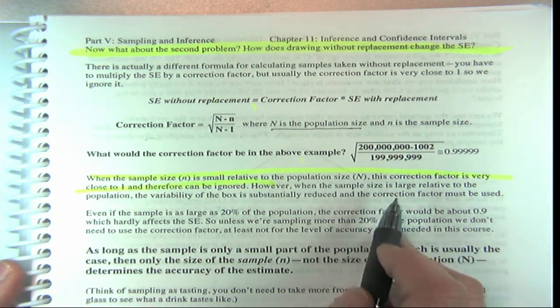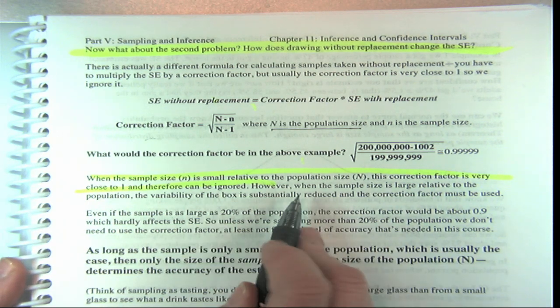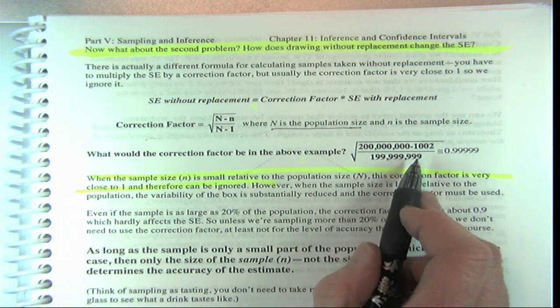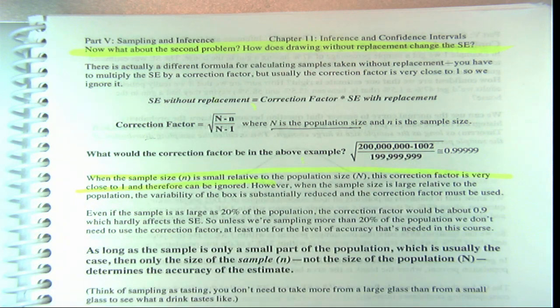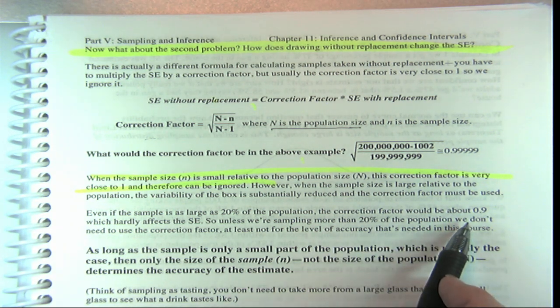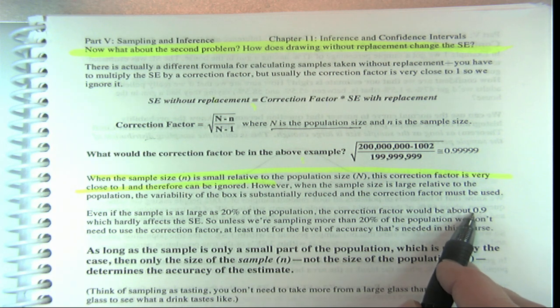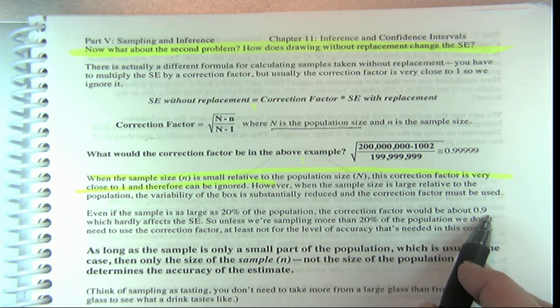But let's say when the sample size is large relative to the population, what if you sampled the whole population? What if you took out all 200 million tickets? Well, then you would have no sampling error. You'd know exactly. You'd have everybody, so you'd have no error. So obviously, sampling without replacement reduces your standard error. But even if it's as high as 20% of the population, we'll still multiply by something very close to 1, 0.9.